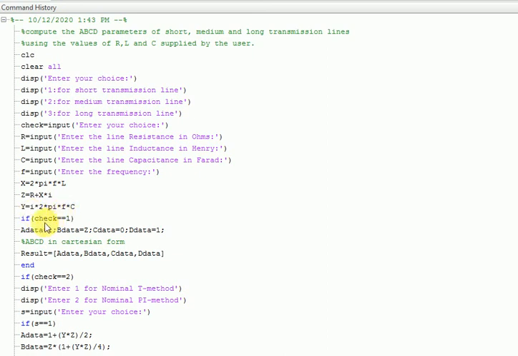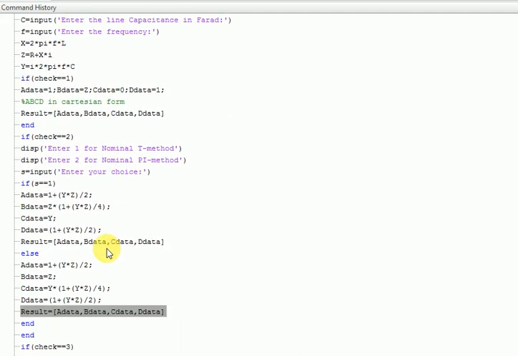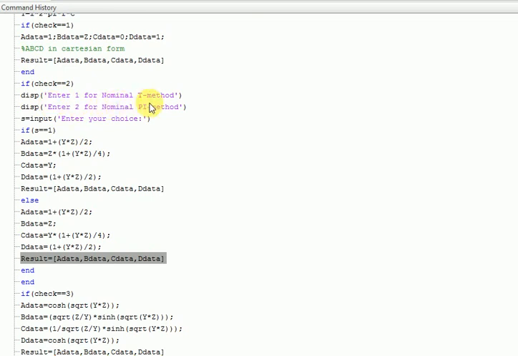So if check is equal to 1, means it will compare over here. If we feed 1, then A data is equal to 1, B data is equal to Z, C data is equal to 0, and D data is equal to 1. So ABCD in Cartesian form, the result A data, B data, C data, and D data, will show the result. And check if 2, then it will display: enter 1 for the nominal T method for the medium transmission line.